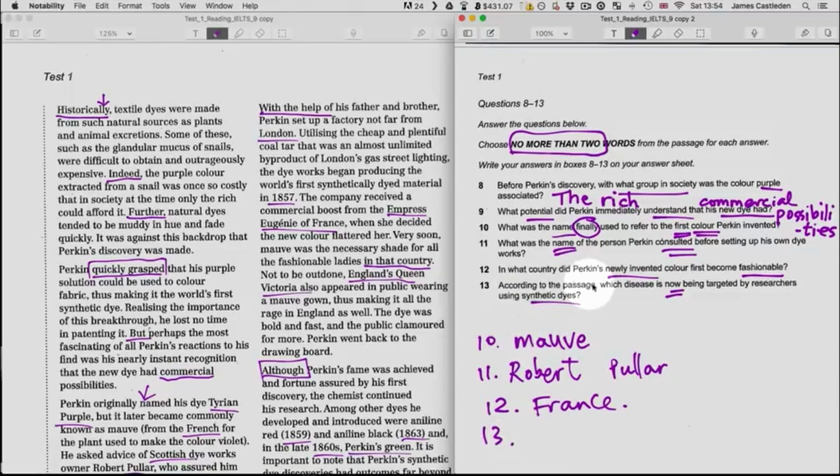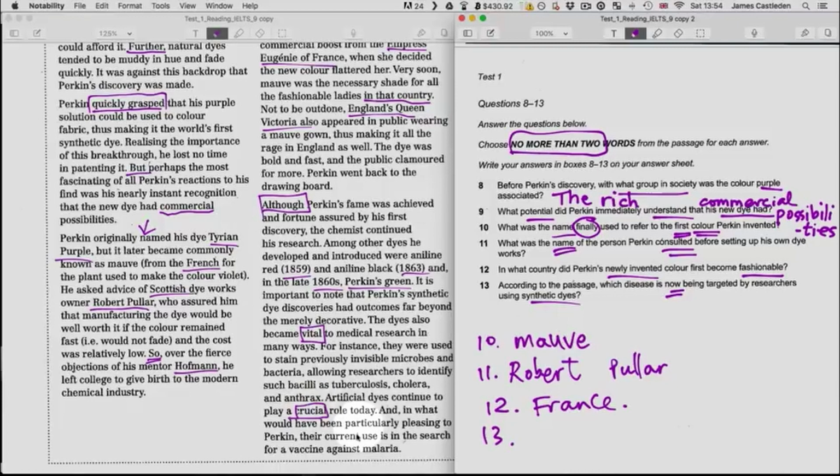And number 13 then, according to the passage, which disease is now being targeted by researchers using synthetic dyes? Which disease? Okay, tuberculosis, cholera, and anthrax. Dyes became vital to medical research in many ways. For instance, they are used to stain previously invisible microbes and bacteria, allowing researchers to identify such bacteria as tuberculosis, cholera, and anthrax. Their current use is in the search for a vaccine against malaria.